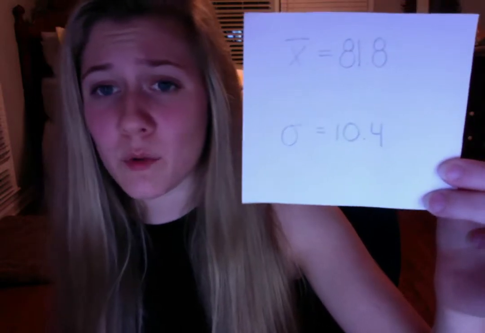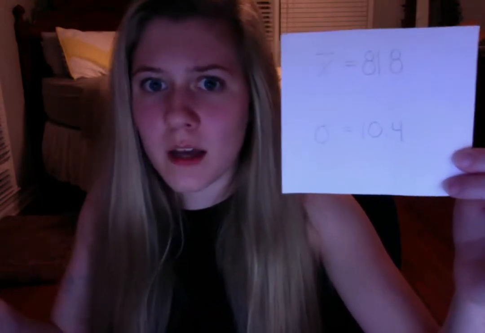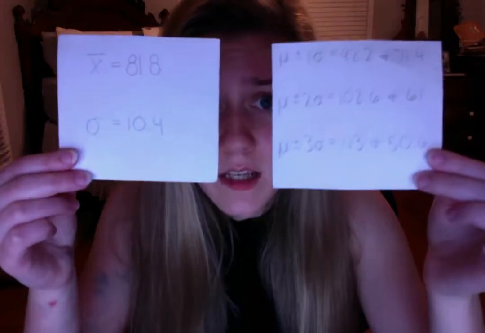Super easy stuff. So our mean is going to be 81.8. We just get this by adding all of the grades together and then dividing by the 50 grades that exist. Then our standard deviation is going to be 10.4. Using this information, we're just going to plug it in to the next problem we have.